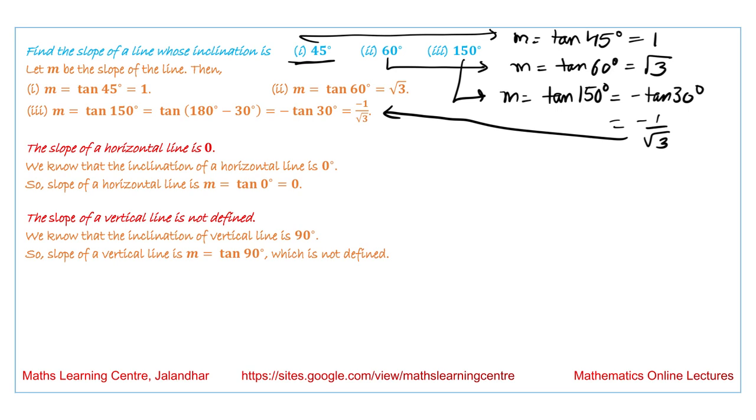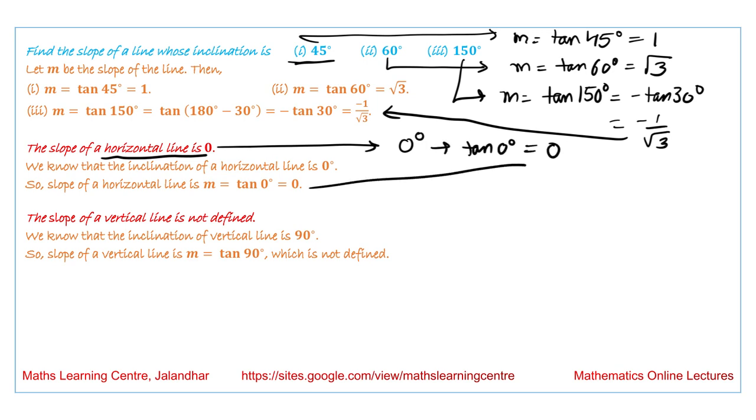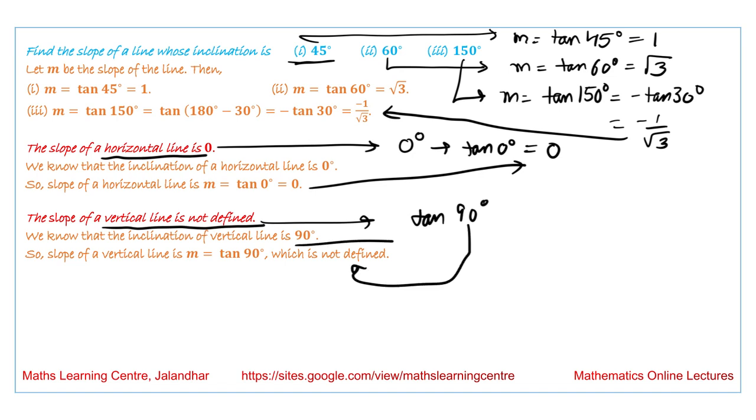Next, the slope of the horizontal line is 0. We are saying the angle of inclination is 0, so tan of 0 is equal to 0. Next, the slope of the vertical line is not defined, because it is tan 90 and tan 90 is not defined. So we are saying the slope of the vertical line is not defined.